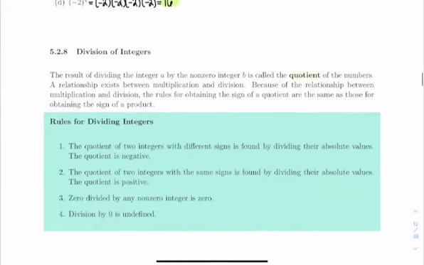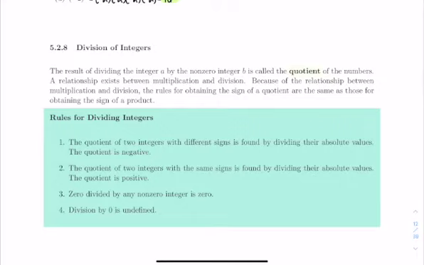The result of dividing the integer a by a non-zero integer b is called the quotient of the numbers. A relationship exists between multiplication and division. Because of the relationship between these two, the rules for obtaining the sign of the quotient are the exact same as those for obtaining the sign of a product.